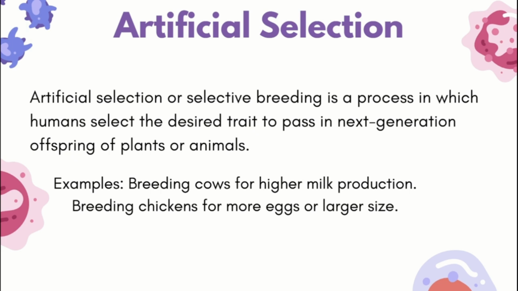And so, yeah. Then you have artificial selection. So basically, artificial selection, or selective breeding, is a process in which humans select the desired trait to pass to the next generation of offspring of plants or animals. And this is what I was talking about before. We're now talking about natural selection and artificial selection and even genetic engineering.